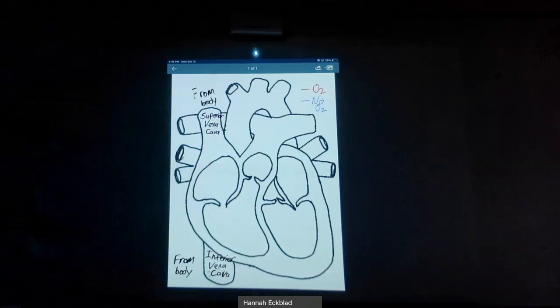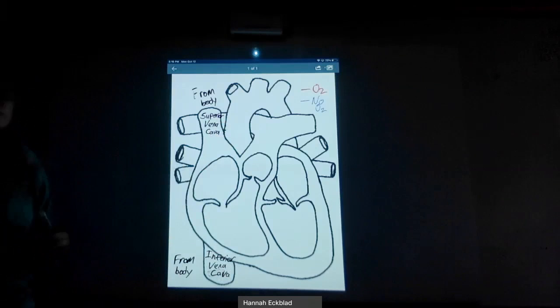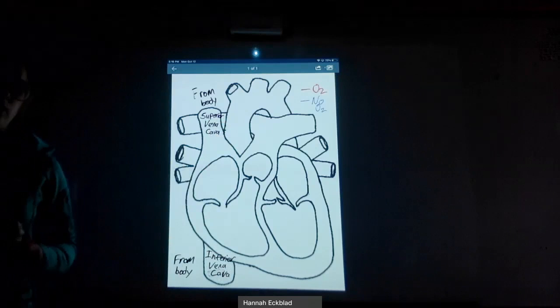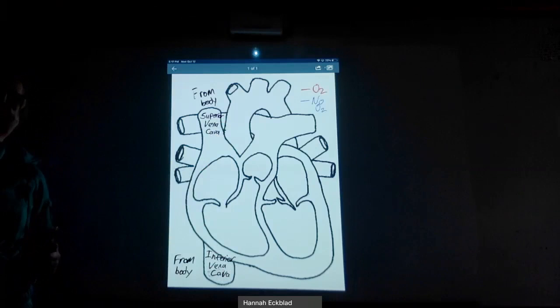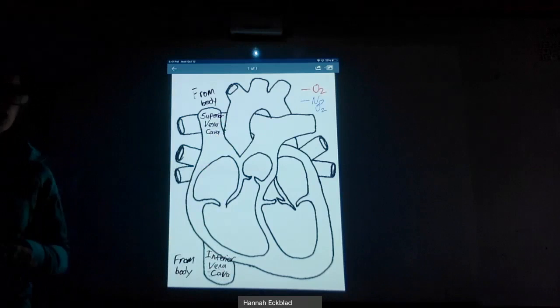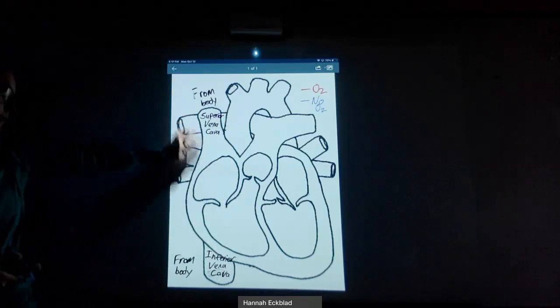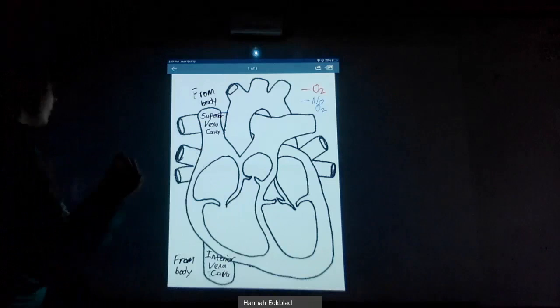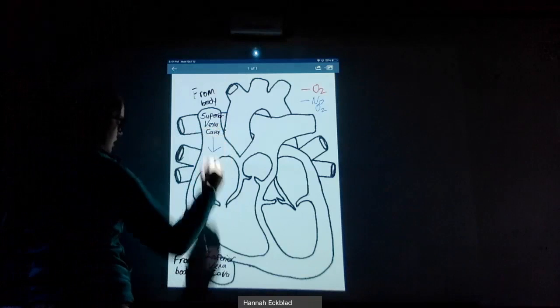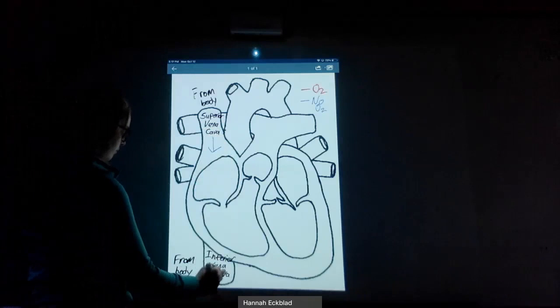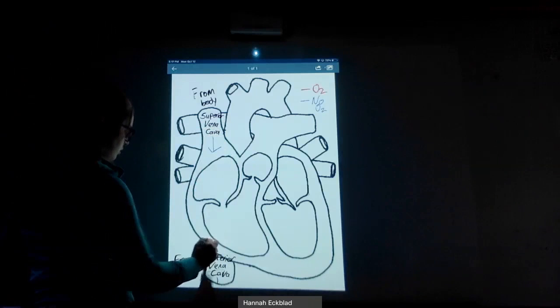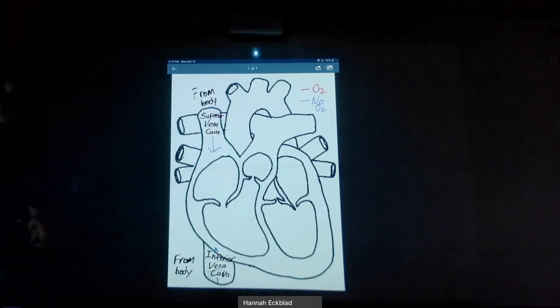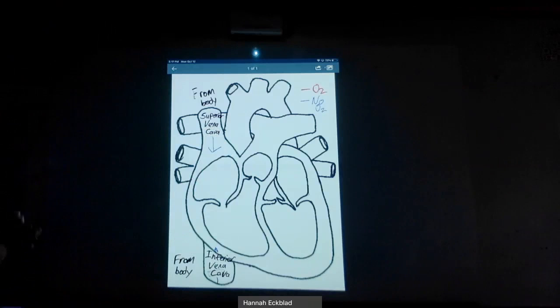So anatomically, whenever we say something is superior, it means it's closer to the head. Whenever we say something's inferior, it's farther from the head. So superior vena cava's up here, inferior vena cava's down here. But both of them are bringing in deoxygenated blood. And both of them are going to travel to the right atrium first.